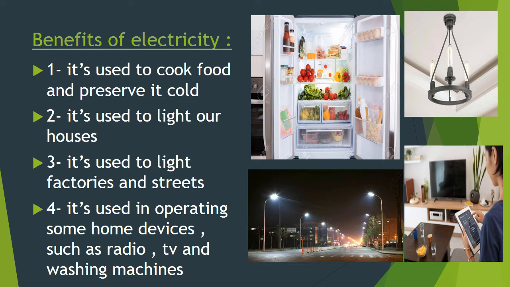Let's start our lesson by mentioning some of the benefits of electricity, or why electricity is important. Number 1, it's used to cook food and preserve it cold. We are using refrigerators that need electricity in preserving food cold. Okay, this is number 1. Number 2, it's used to light our houses. And number 3, to light factories and streets. Okay, makes sense. Number 4, it's used in operating or turning on some home devices such as radio, TV, washing machines, or any other device that you can think of.